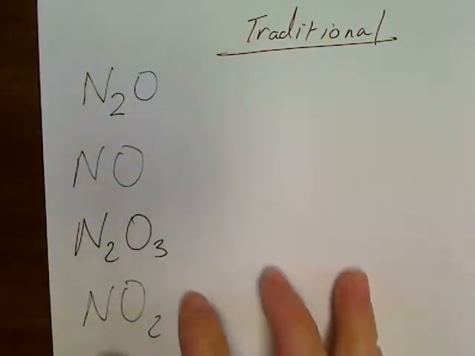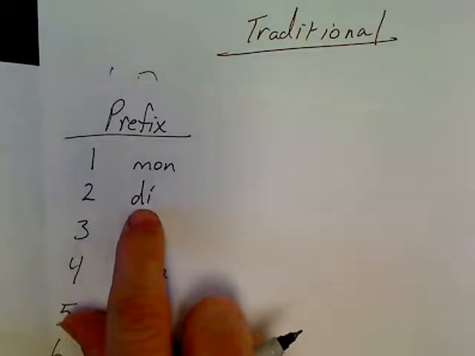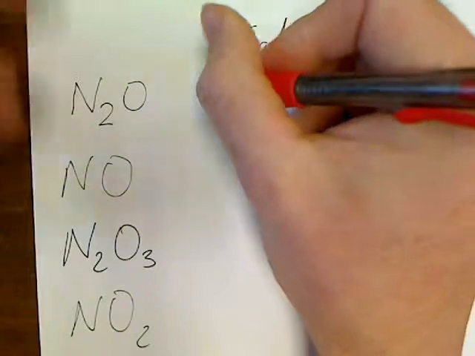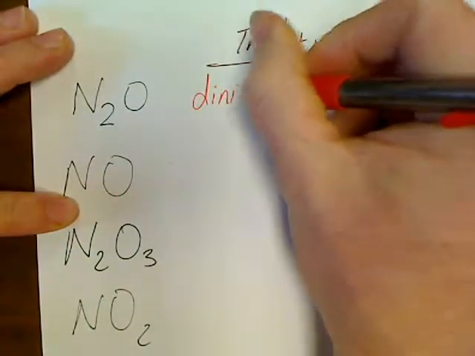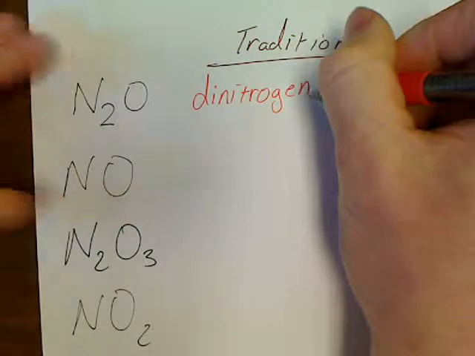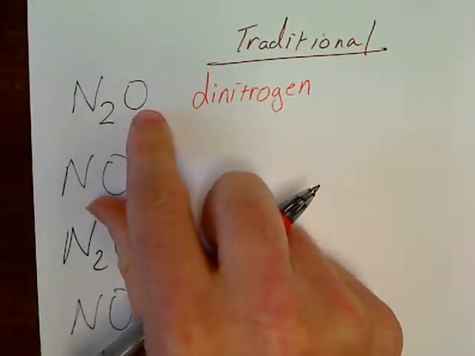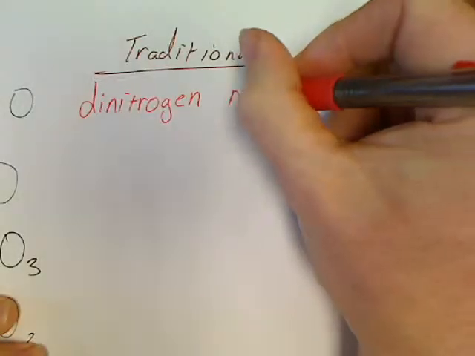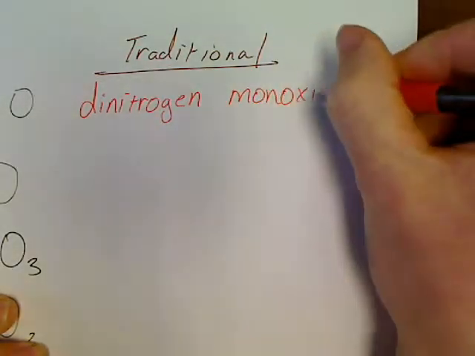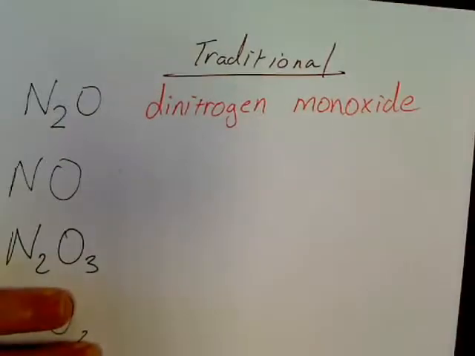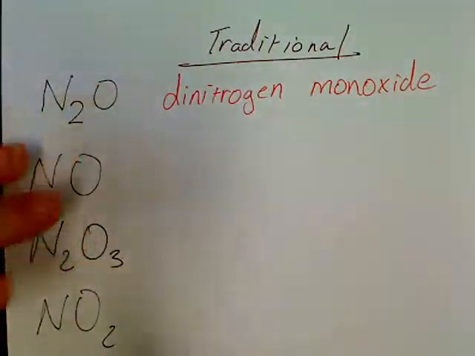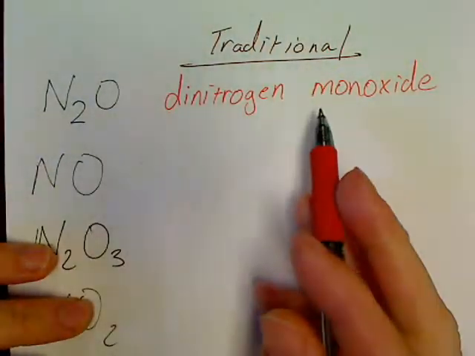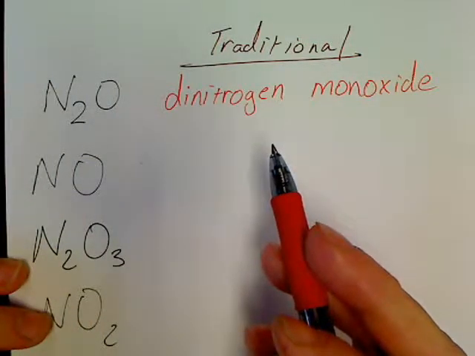The first one, I've got 2 N's. Well, the prefix for 2 is di. So that means that the answer to this one is dinitrogen. And then I've got 1 oxygen. So that's 1 oxygen. So I get called this dinitrogen monoxide. Do you notice something I got to do? And this is very hard for me, because remember, I am a plus and minus kind of guy. But notice, when I do the traditional method, I don't even have to do the pluses and the minuses.